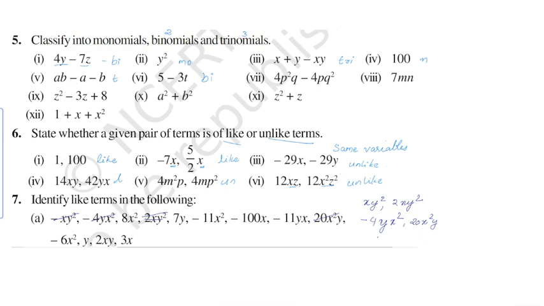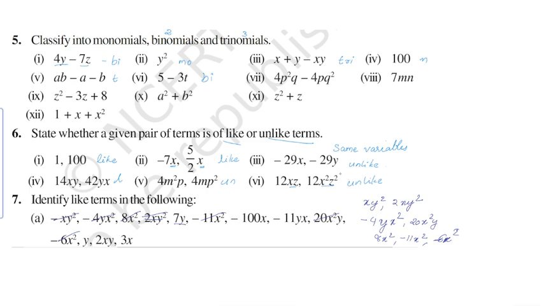Now consider the next question. What is it? 8x square. Is any other term with x square here? Yes, this is 7y. This is not x square. So minus 11x square. Right. Minus 11x square is a like term with 8x square. Is there any other x square? Yes, here, minus 6x square. Is any other x square term there? No. Good.